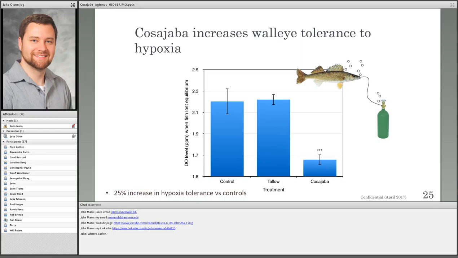We're trying to work on that. Our problem right now is we need to develop a nice bioassay. And as I mentioned, the immune assays for fish are lacking. And so we have a few hurdles to overcome if we're going to really investigate an active ingredient here.